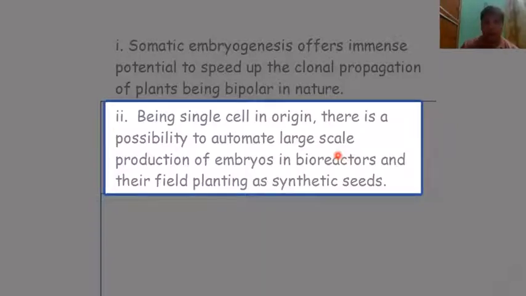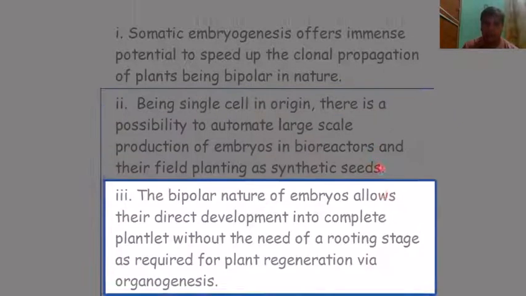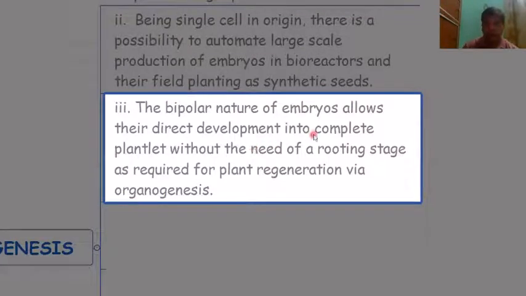The second application is that, being single cell in origin, it is possible to automate the large scale production of embryos. So we can also scale up these embryos in bioreactors, and then go for production of synthetic seed from these embryos by encapsulating them in a sodium alginate bead. It also allows direct development into a complete plantlet without any need for a further rooting stage, which is generally required after shoot induction, followed by hardening and acclimatization of the plant in order to get the complete plantlet. So it actually shortens that cycle.